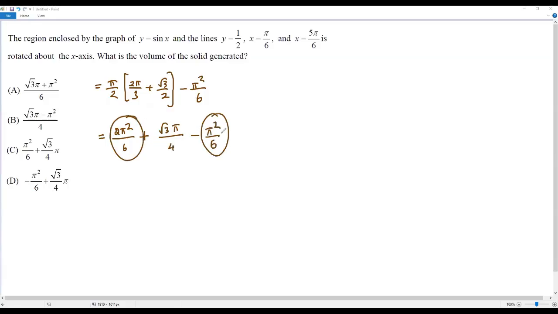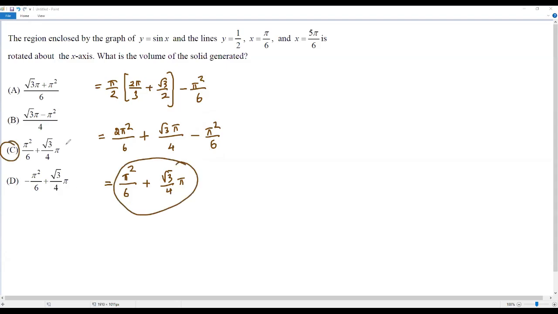Here this one and this one are like terms because both the terms contain pi square, so we can combine them. To combine them, both of them are fractions and both have the same denominator 6, so we can take the common denominator 6 and we have to simplify the numerator, that is 2 pi square negative pi square. When I combine them, I'm just getting pi square positive square root of 3 over 4 times pi. Okay, now I got the volume of the solid generated, and we find this exactly in answer choice C. The correct answer choice for this question is C.